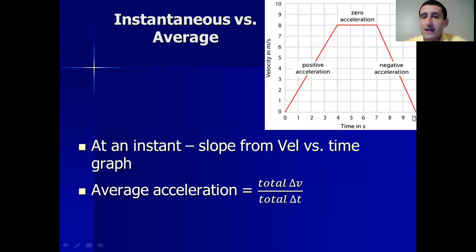Between 7 and 10, 8 divided by 3, it's negative 2 1/3. I believe that is maybe 2 2/3. I'm trying to do the math in my head, which is not helpful.